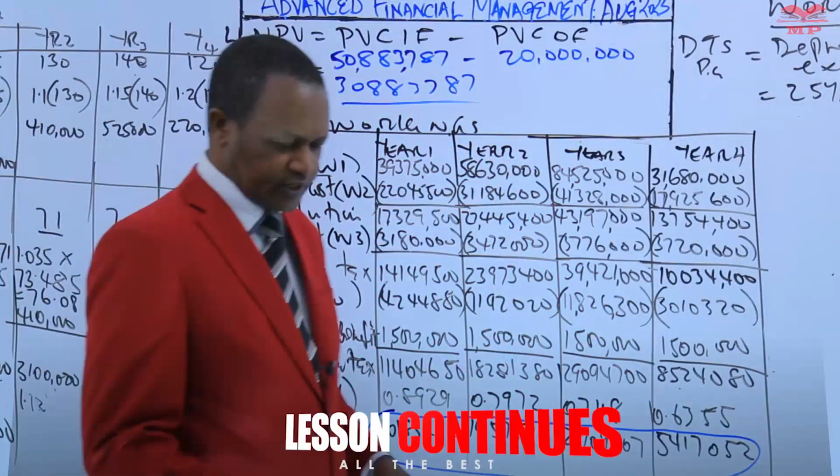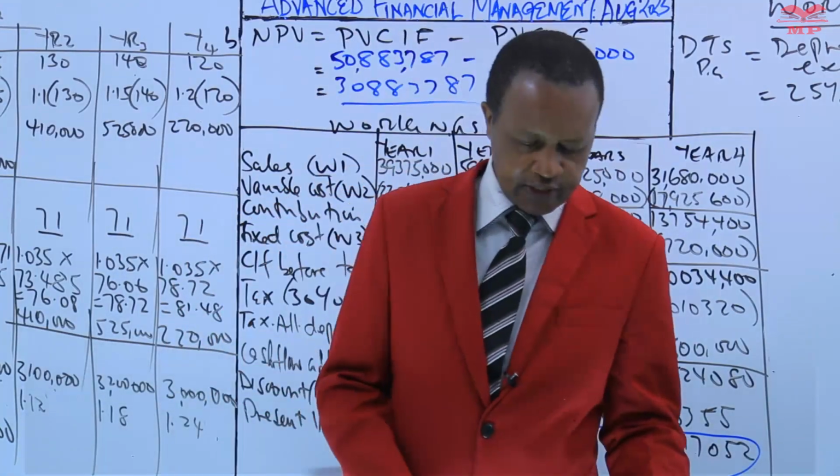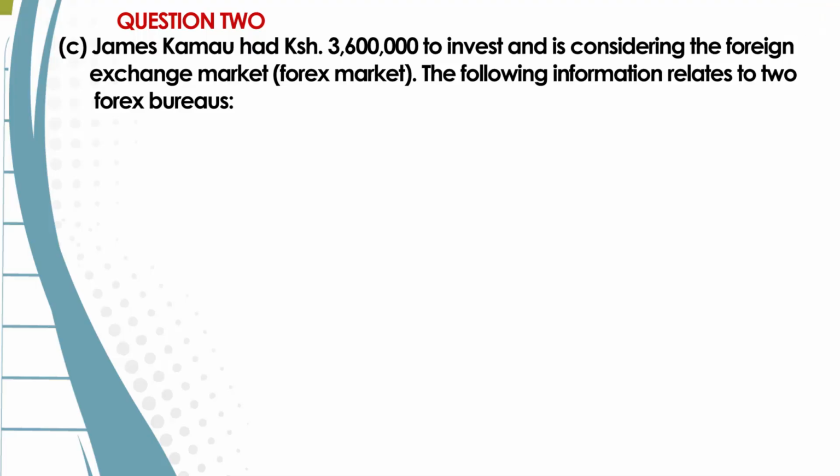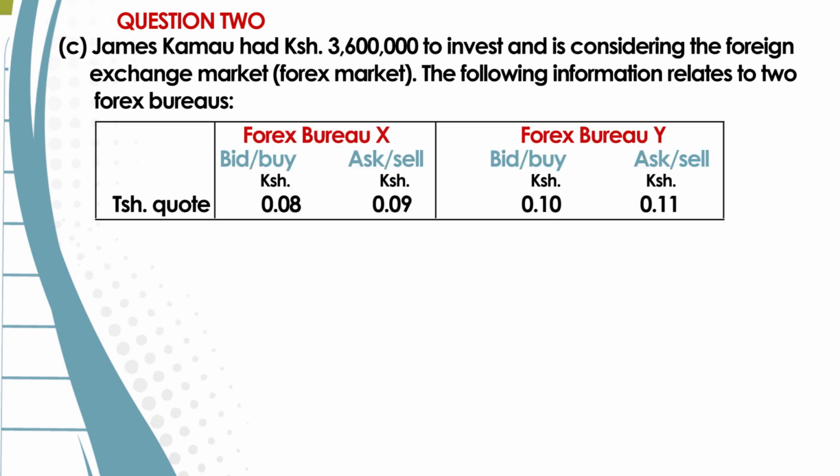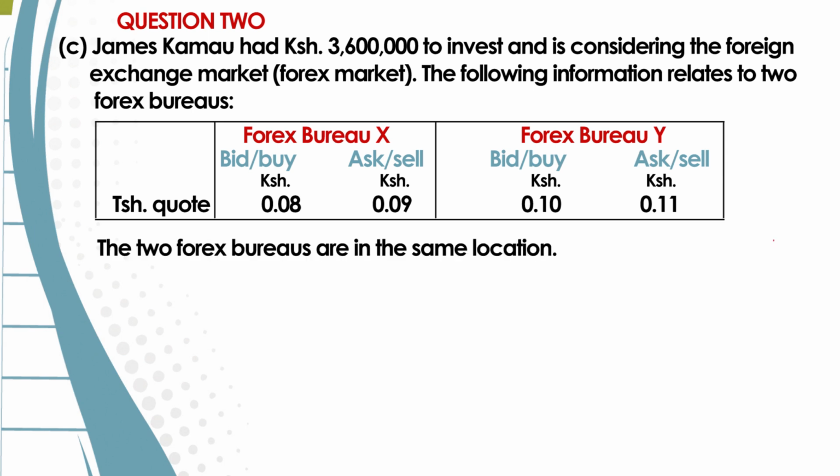So we are now going to answer August 2023, question 2C. I read, James Kamau had 3.6 million shillings to invest and is considering the foreign exchange market. The following information relates to two forex bureaus, Forex Bureau X and Forex Bureau Y. We are given the buying price and the selling price. Then we are told that the two forex bureaus are in the same location.